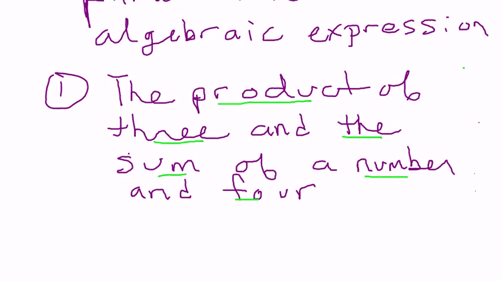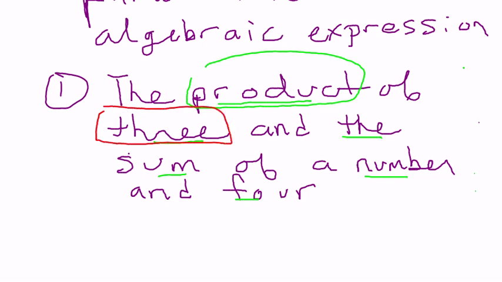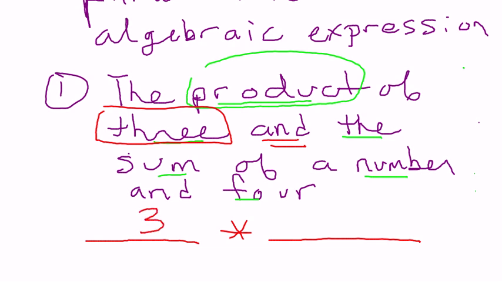Be on the lookout for keywords such as product. And then look at what you're taking the product of. You're taking the product of 3 and something else. So think about it like this. Whenever you say the product of two things, it basically means something times something else. Look for what comes before the word and. The product of 3 comes before the word and, then whatever comes after the word and is the thing that's going to go over here.